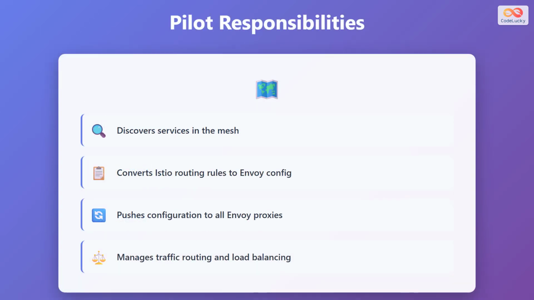Let's examine Pilot's responsibilities in more detail. Pilot discovers all the services running in the mesh by watching the Kubernetes API server. It converts high-level Istio routing rules into Envoy-specific configuration that the proxies can understand. It then pushes this configuration to all Envoy proxies in the mesh whenever changes occur. Finally, Pilot manages intelligent traffic routing and load balancing strategies, enabling advanced features like canary deployments and traffic splitting.